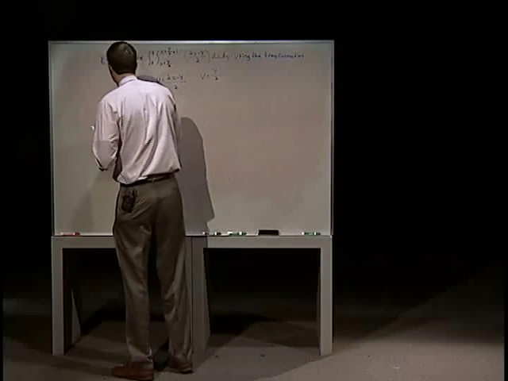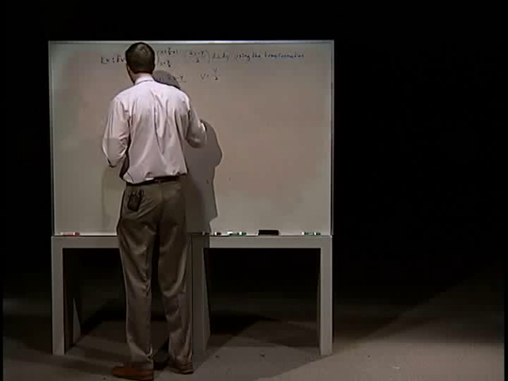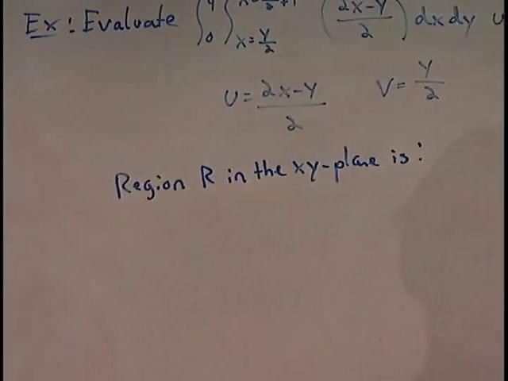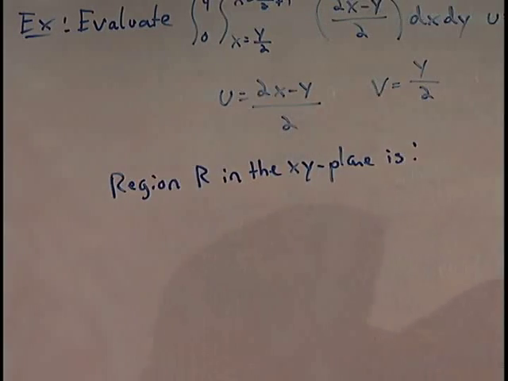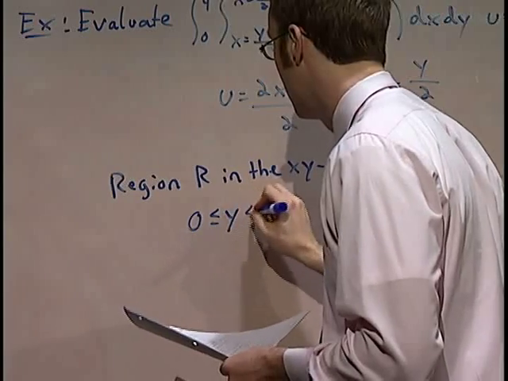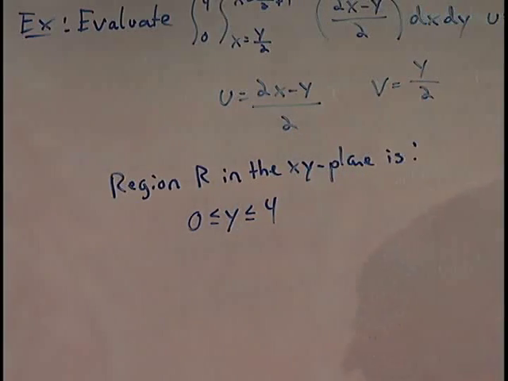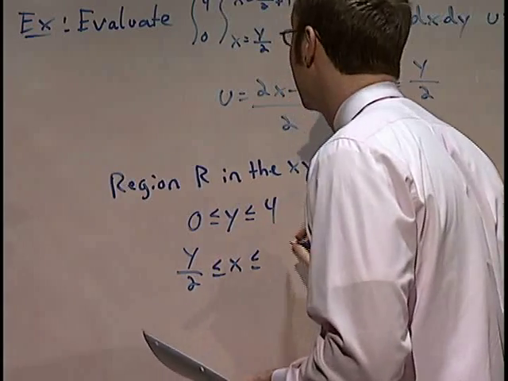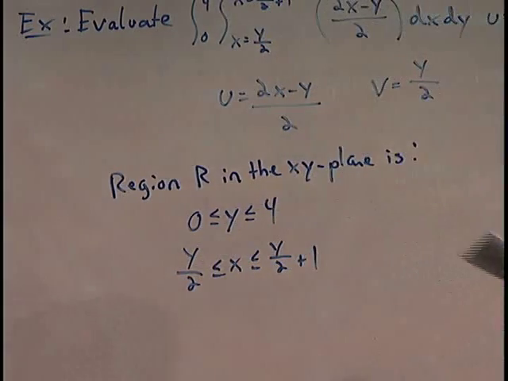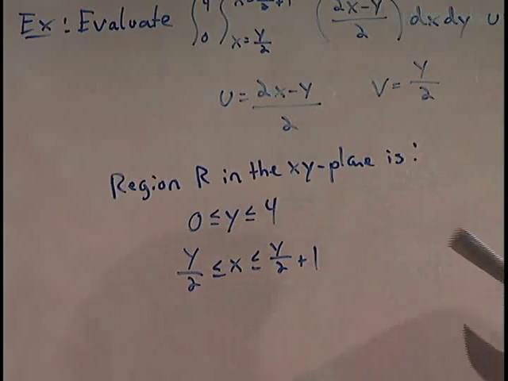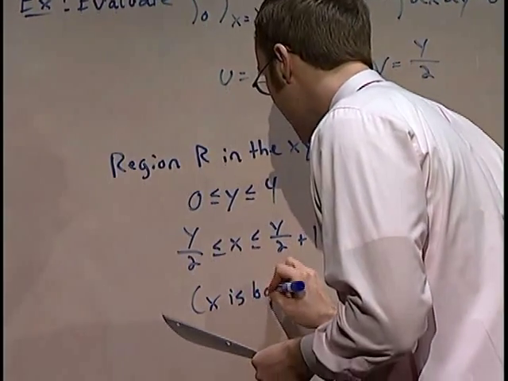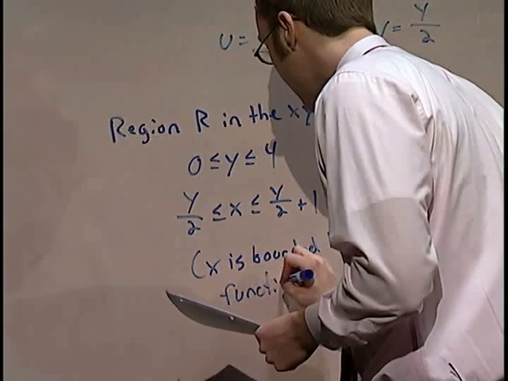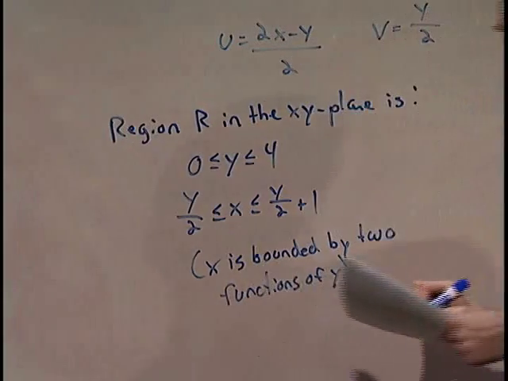Okay. Well, let's start by looking at what the region looks like in the xy plane. So the region R in the xy plane, well, we're integrating with respect to x first and y second. So y is just caught between 0 and 4, right? And x is bounded between two functions of y. So x is bounded between y over 2 and y over 2 plus 1.